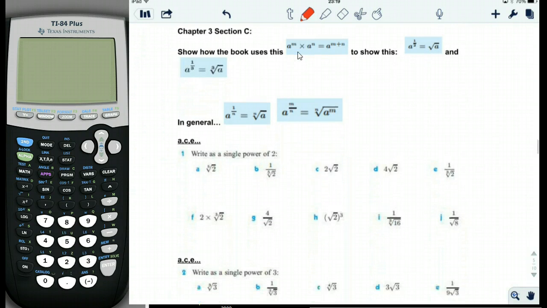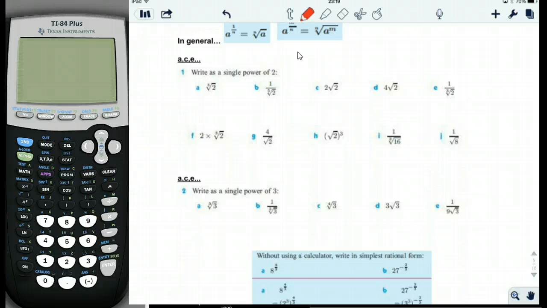Chapter 3, Section 7. Now, let's see. We're only going to do A, C, E, G, I here. Write as a single power of 2. So we'll do this one here: 1 over the cube root of 16. Well, 16 is equal to 2 times 2 times 2 times 2, which is 2 to the 4th.